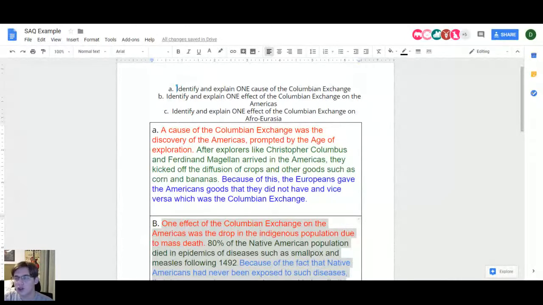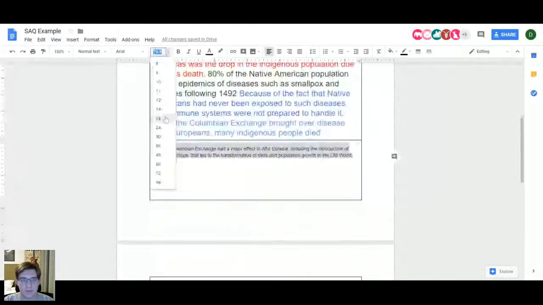So it's a little bit too much, actually, in my opinion. All you really have to say is one effect the Columbian Exchange had on the Americas was population growth within Afro-Eurasia. So I'll put this in there, but just know that it's a little bit long, a little bit much. So here it is.